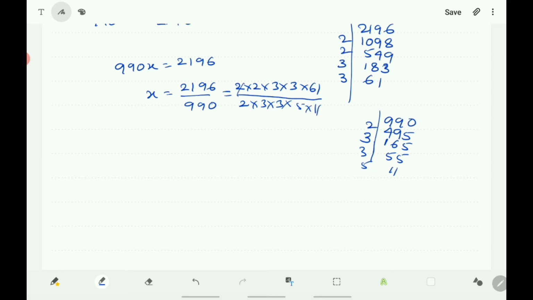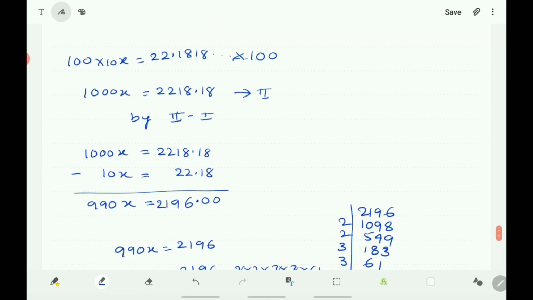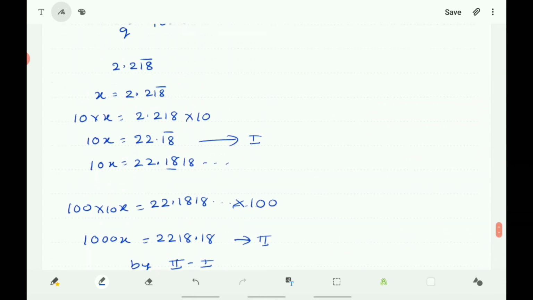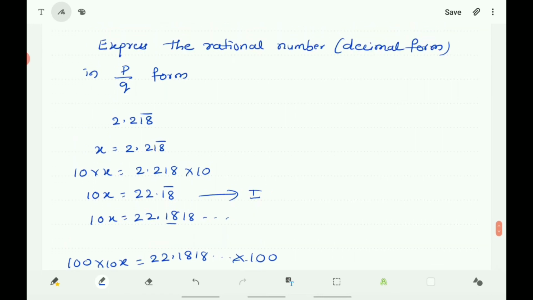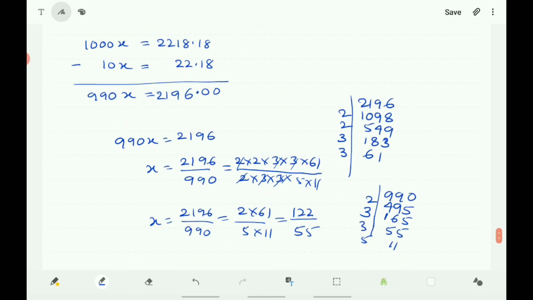So you know that 2 cancels, 3 cancels, 3 cancels, and x equals 2196 divided by 990, which equals 2 into 61 divided by 5 into 11. 2 into 61 is 122, so it is 122 by 55. So the fraction form, the p by q form, of 2.218 is 122 by 55.